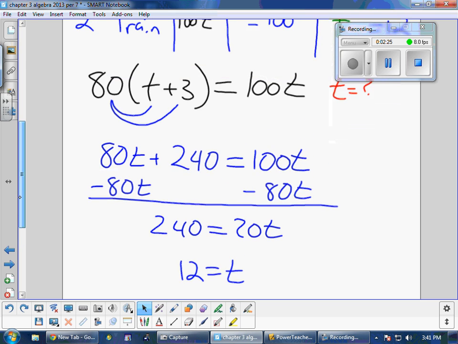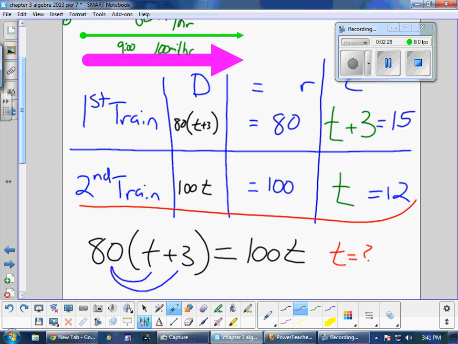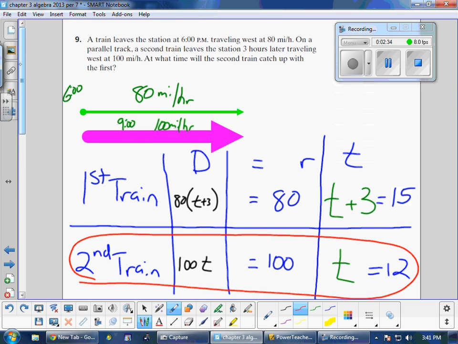And what's nice about 12 hours is we're dealing with the second train. The second train is 12 hours. So if the second train leaves at 9 o'clock p.m., 12 hours later, it's going to be 9 a.m. And that works for the other one too. The other one is 15 hours. If I add 15 hours to 6 p.m., I'm also going to get 9 a.m. Okay.